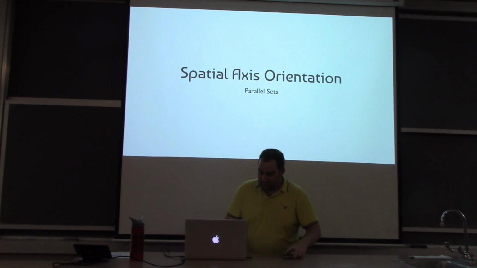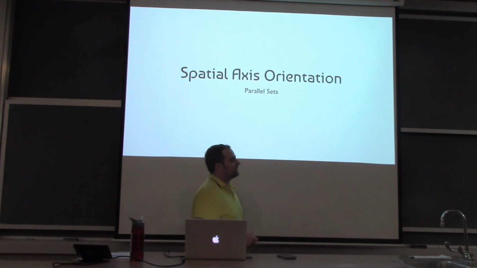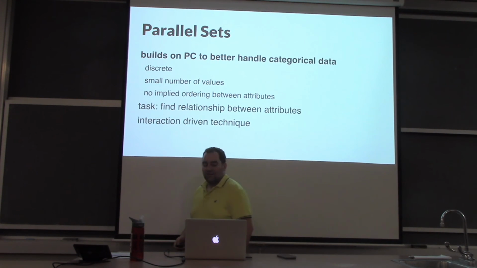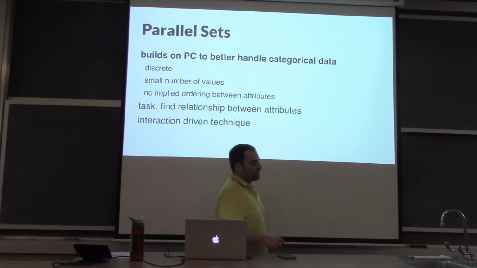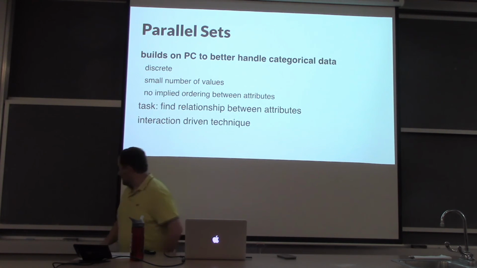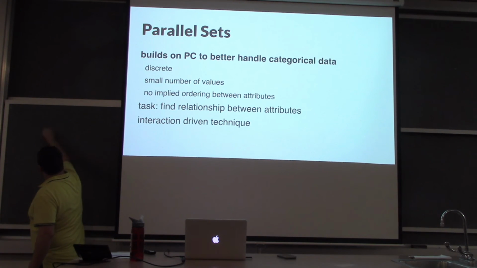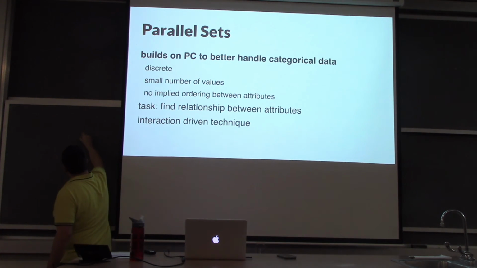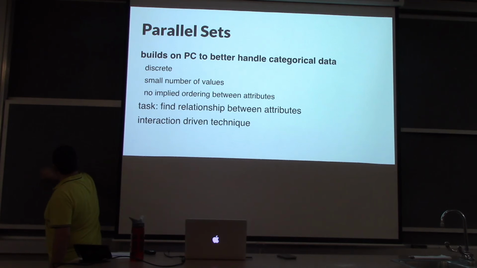Okay, and then the last thing I wanted to talk about today is spatial axis orientation for categorical data, specifically parallel sets. Parallel sets build on this idea of parallel coordinates to better handle categorical data. If I were to draw a parallel coordinates plot with categorical data, with axes A, B, C and two categories here, I would get very densely connected points. It would be hard to spot anything because there's no variation, because I have a discrete position.